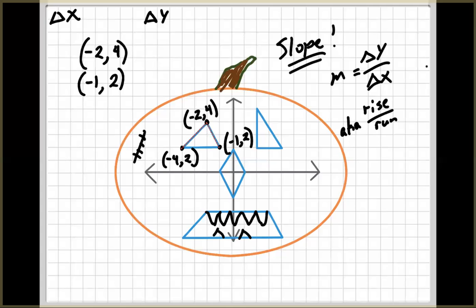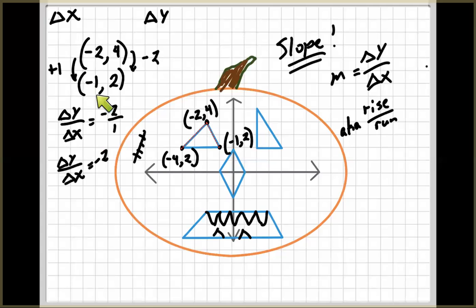This is a downhill slope, so that's negative. So -2, 4 to -1, 2. Let's think. My change in x is +1. My change in y is -2. So my slope is going to be -2 over +1, which simplifies to -2. All right? Let's look at one more.